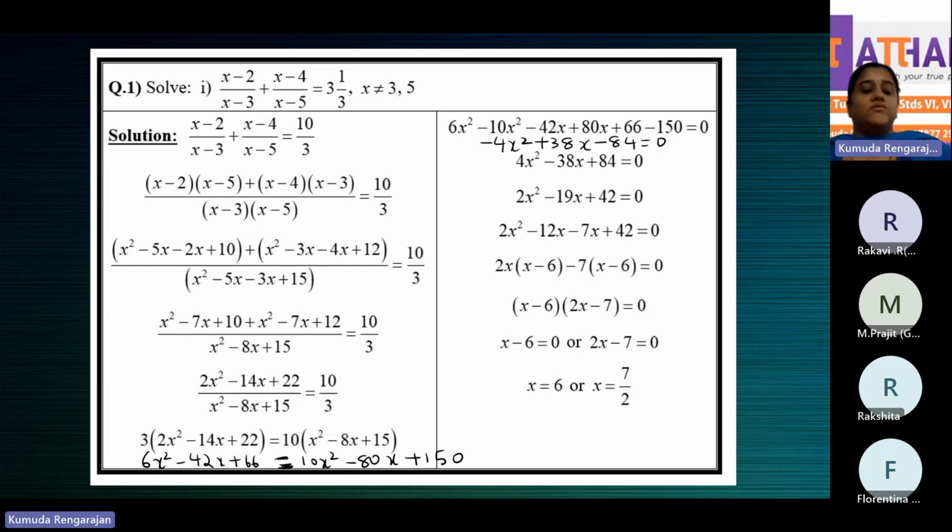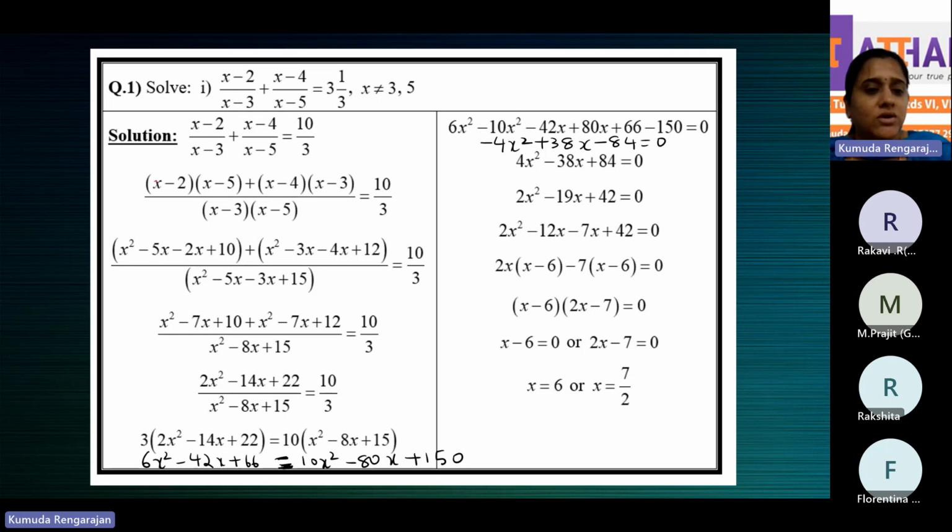Okay. So what's the first step? Common denominator, right? The RHS is 3, 1 by 3 is 10 by 3. In the LHS, the common denominator is x minus 3 into x minus 5. So it's basically like this. You just multiply like this, x minus 2 into x minus 5, correct? And x minus 4 into x minus 3, is equal to 10 by 3.